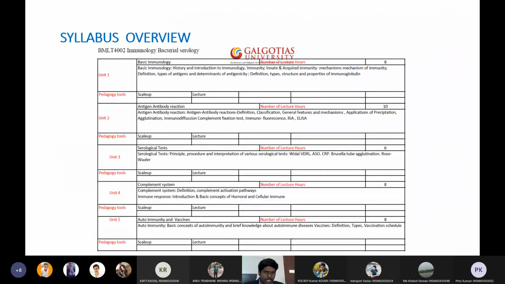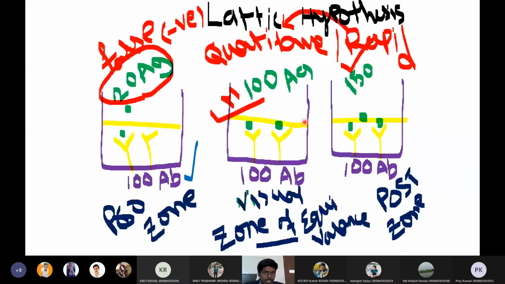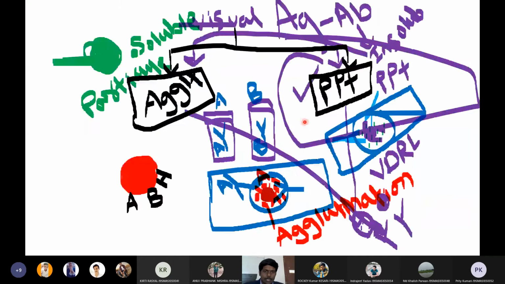So we have precipitation reactions, then we have agglutination reactions, immunodiffusion reactions, complement tests, immunofluorescence tests, radioimmunoassays, and enzyme linked immunosorbent assays. Then here we discussed in detail about precipitation tests. So we have different types of precipitation tests.